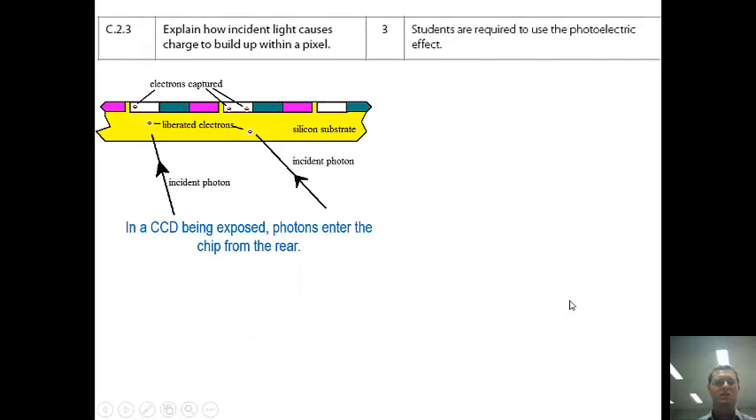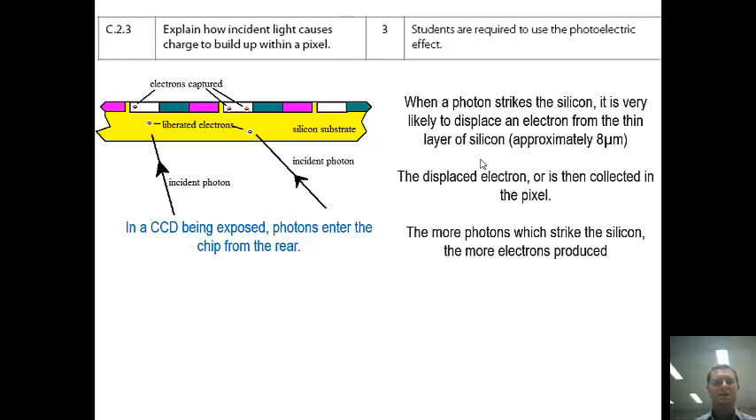How it really works is that when light falls onto the silicon, remember the photoelectric effect? So what happens here is the photon strikes the silicon. It's very likely to displace an electron from the thin layer of silicon, and therefore the displaced electron, as soon as it's displaced, is collected in the pixel. So that means for every bit of light which falls onto the silicon, an electron's charge is produced and captured at that point in time. So therefore, the more photons which strike the silicon, the more electrons which are produced. So the greater the buildup of charge.